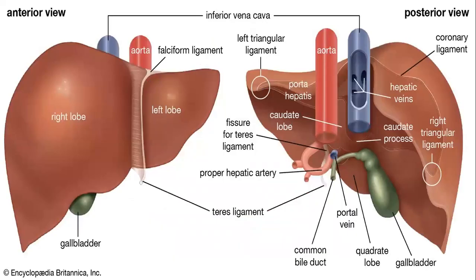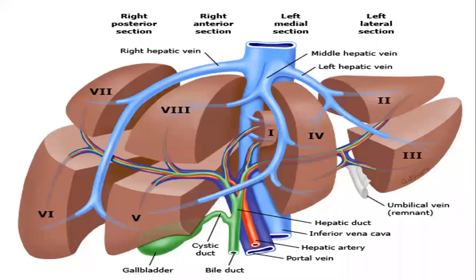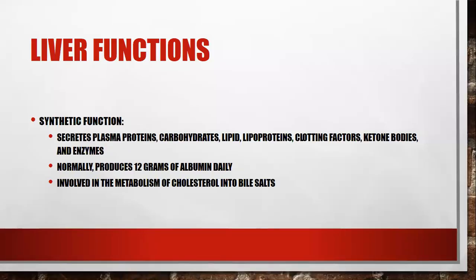So these are other views of the liver showing you a clearer view of the different lobes. And as I've mentioned, the lobes are comprised of 8 segments. So we have the first segment here, second, third, fourth, fifth, sixth, seventh, and eighth segments. Each segment is supplied by a particular extension of the hepatic vessels. So the liver actually has many functions.